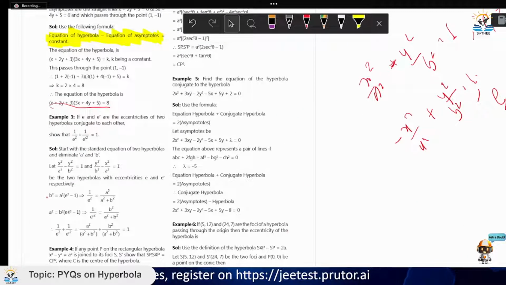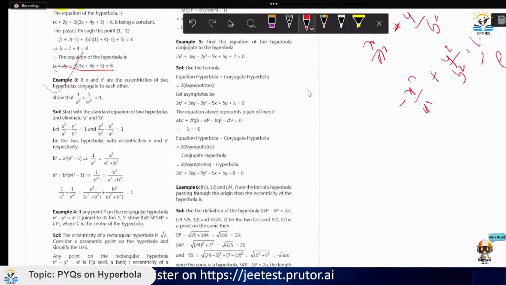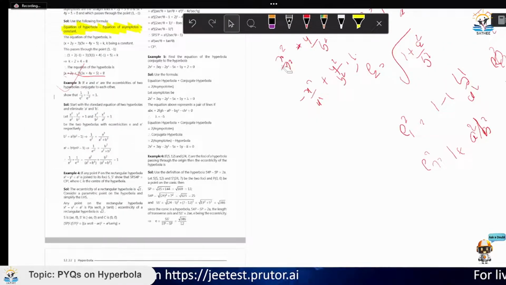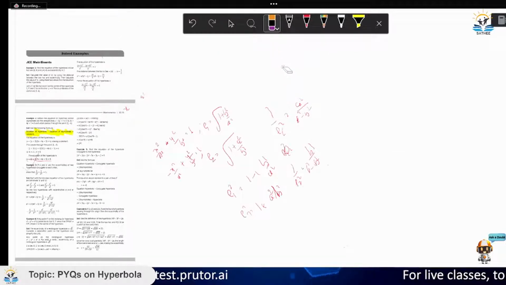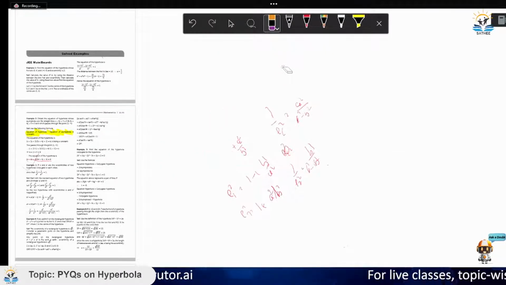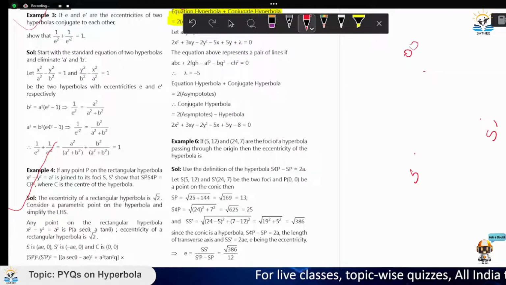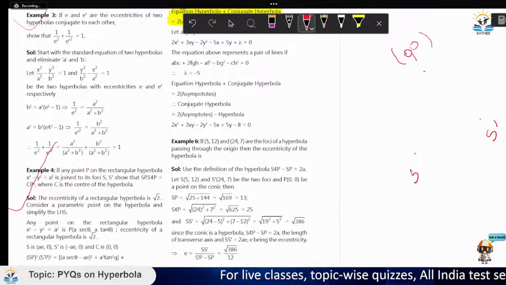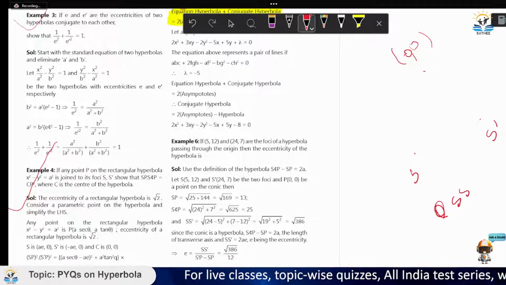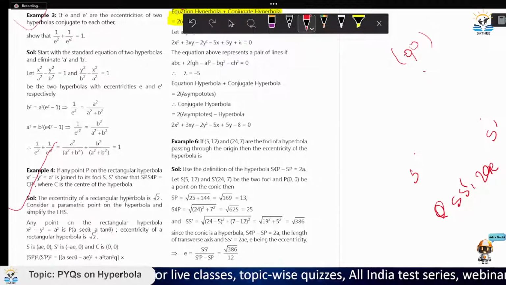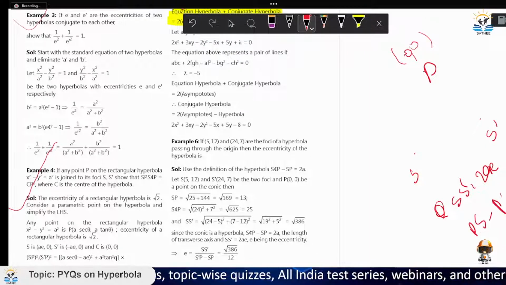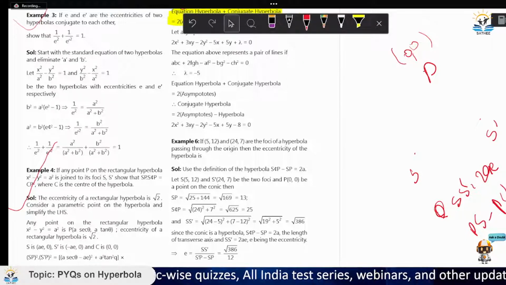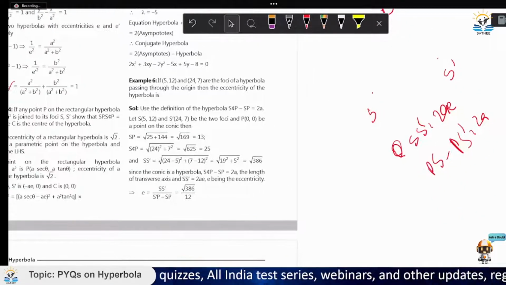I'll just take the question to avoid any confusion on our side. So let's erase the solution and move on to the next question. S dash, and there's a point on the hyperbola, which is our origin, right? So we know that SS dash is equal to 2ae, and the difference is equal to 2a.